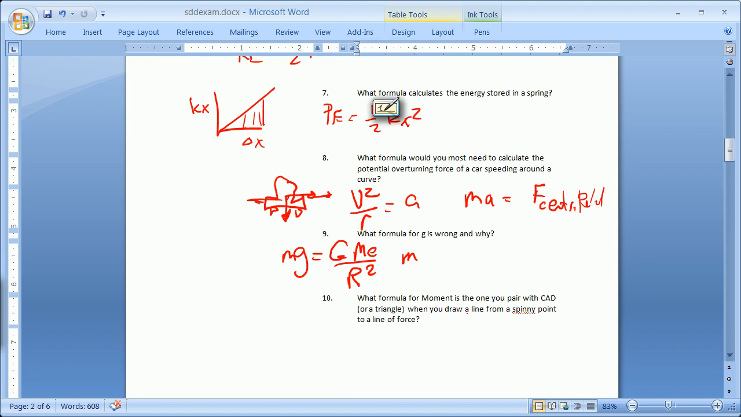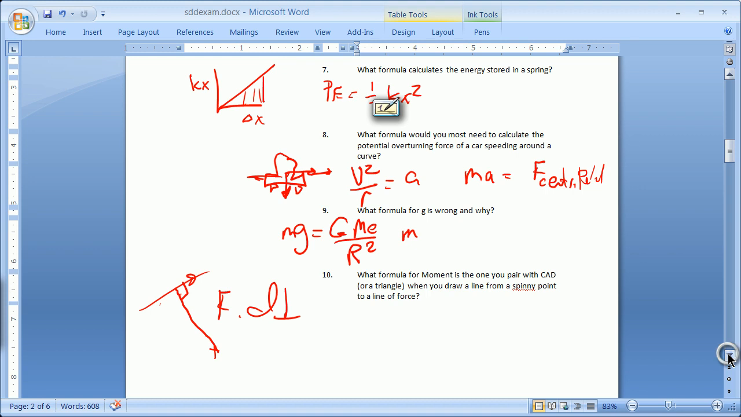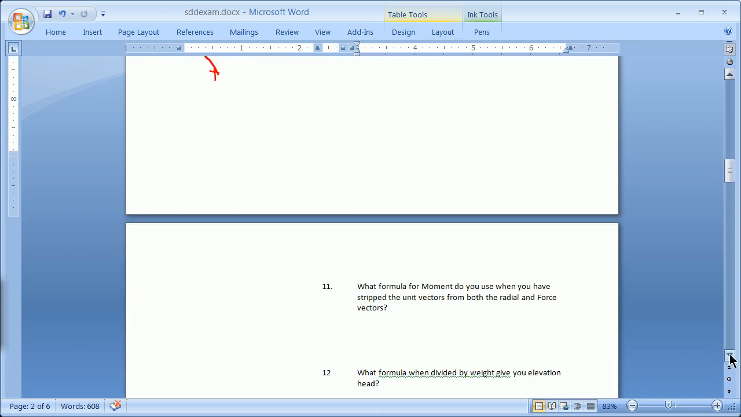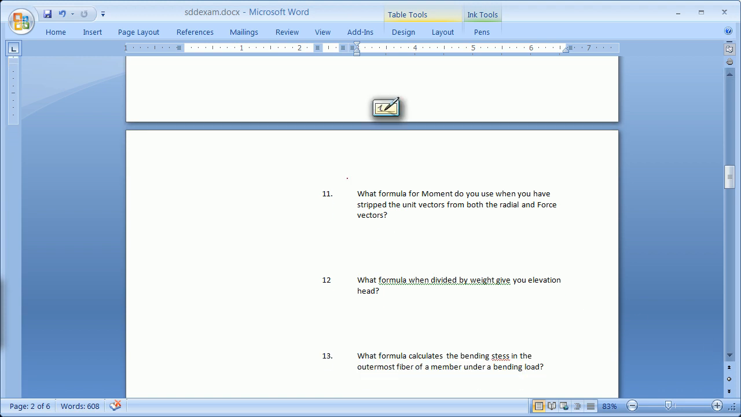Number 10, the formula you pair with CAD. Basically, it's force times distance orthogonal. In other words, if you're in CAD, most likely you might be able to do this. You've got a line of force there, and you want to know the point here. You do force times the line perpendicular to it, you list that, and that gets you the torque. You really do that a lot. That's probably the way, when you're in CAD, you do moments a lot. It's force times orthogonal distance.